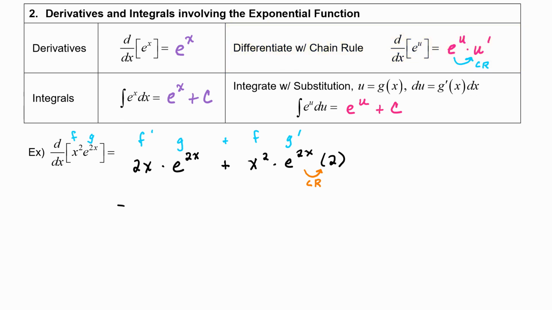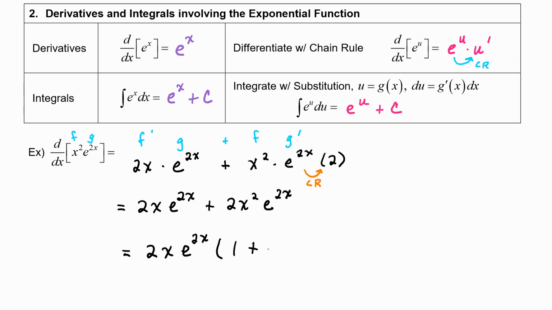Now this will simplify to be 2x e to the 2x plus 2x squared e to the 2x. We can factor out a 2 and an x and an e to the 2x, and then we would take that times 1 plus x.